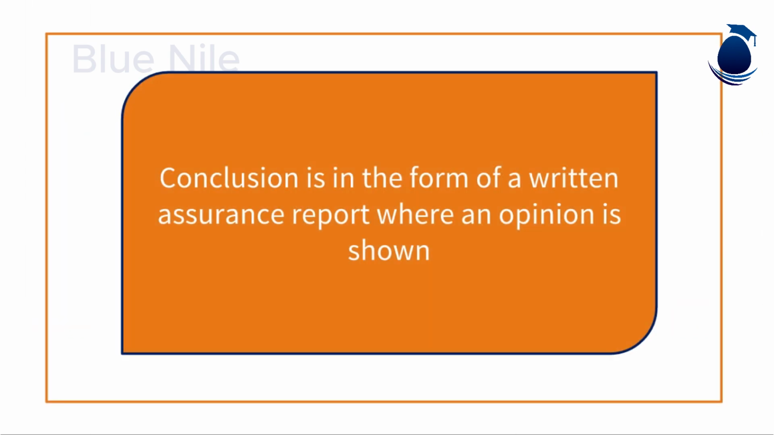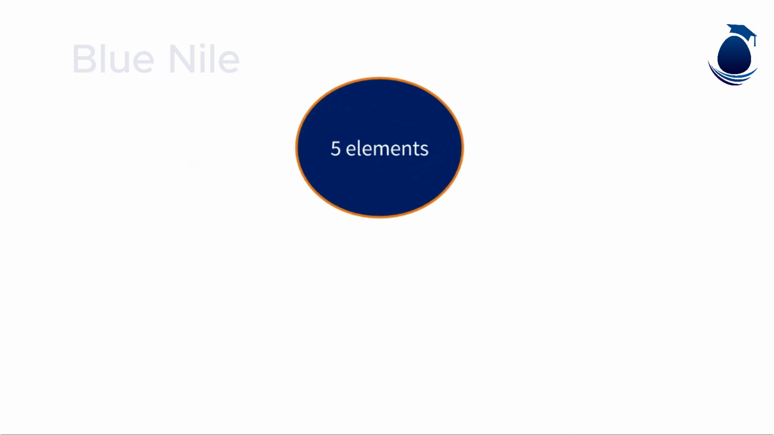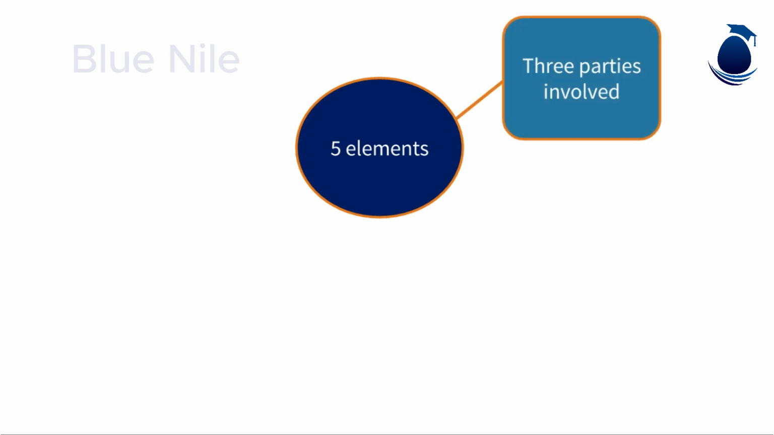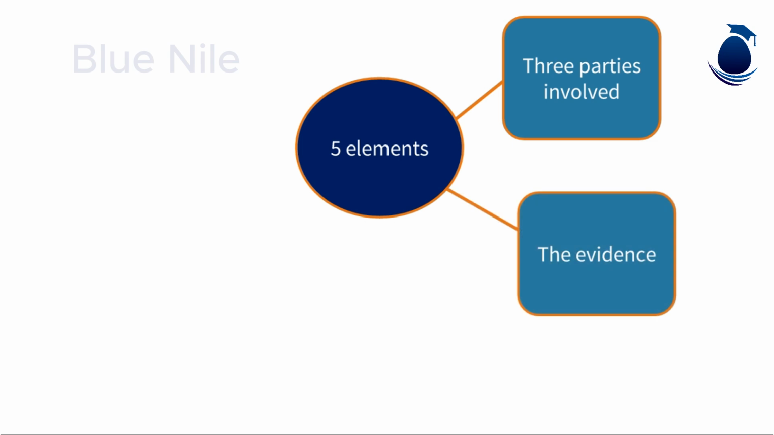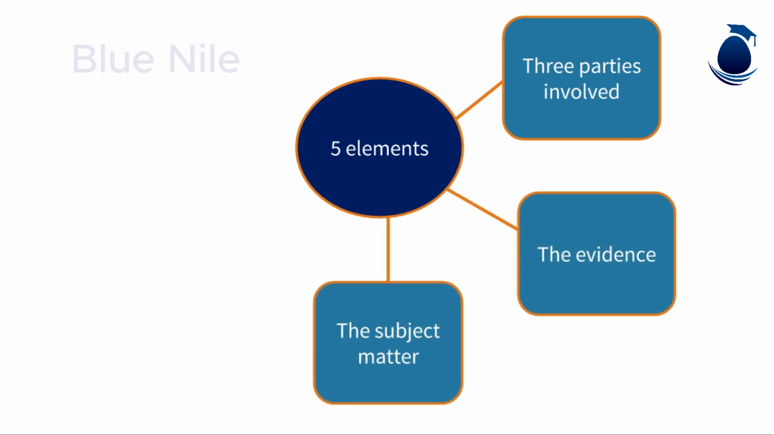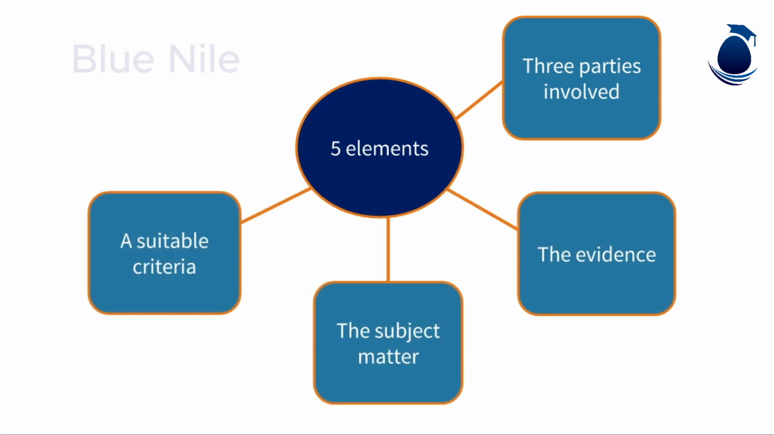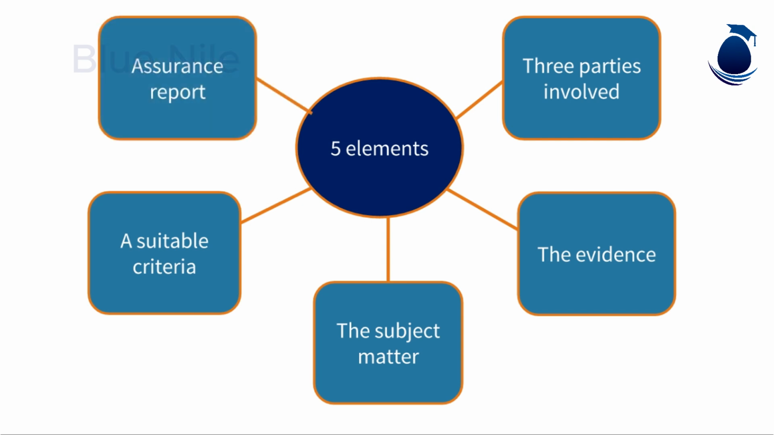The conclusion is the form of a written assurance report where an opinion is shown. Therefore, the 5 elements of an assurance report are the 3 parties involved, the practitioner, the responsible party, and the user; the evidence; the subject matter; a suitable criteria; and the assurance report. Now let's prepare ourselves for the scenario and the remainder of the question.